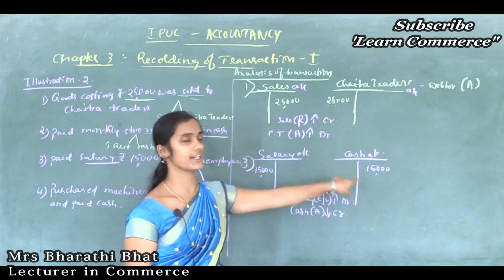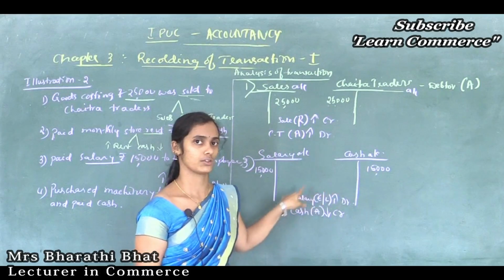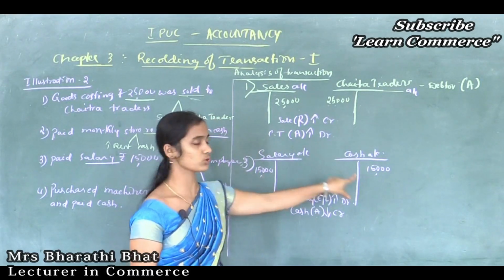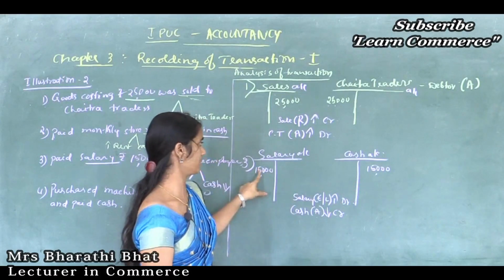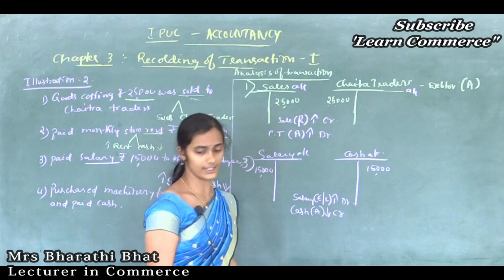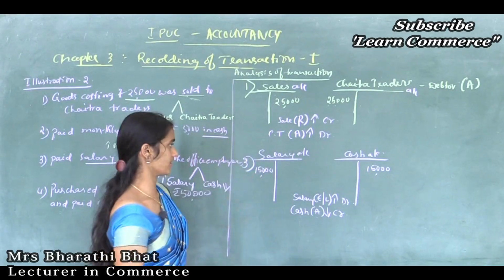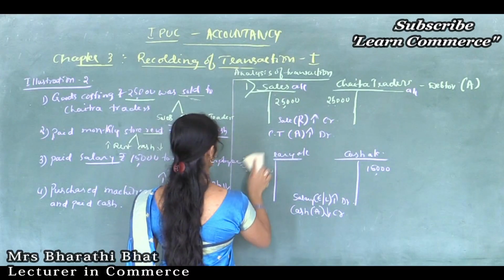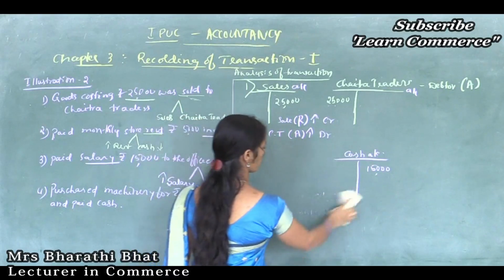The debit amount became equal to the credit amount. Correct, right? Debit and credit are equal. So salary account to be debited, cash account to be credited. So this is according to the third transaction. Let's analyze the fourth one.